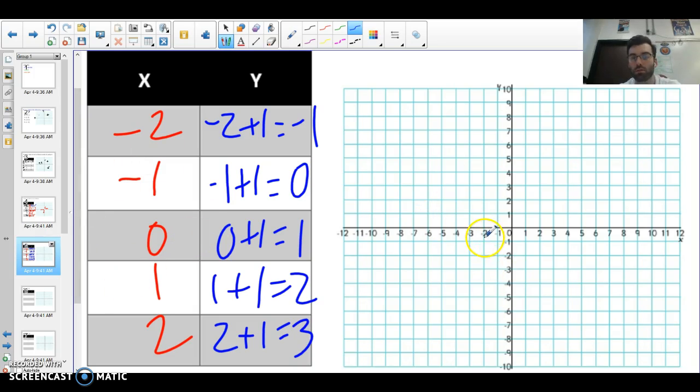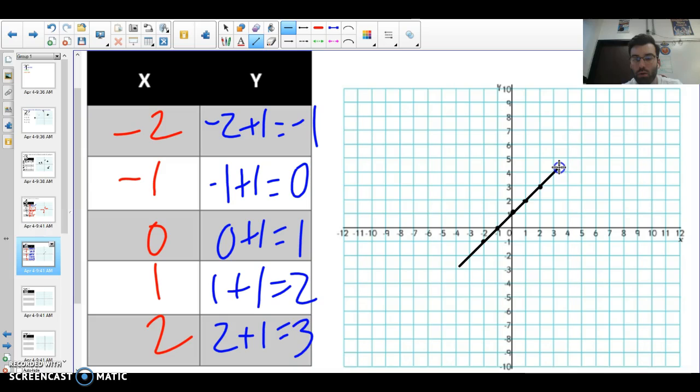Negative 2, negative 1, right here. Negative 1, 0, there. 0, 1, 1, 2, and 2, 3, and connect your dots.